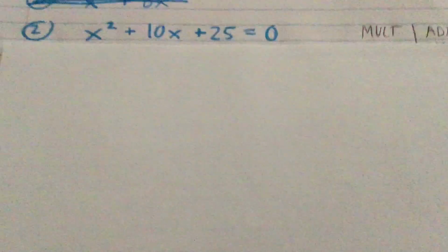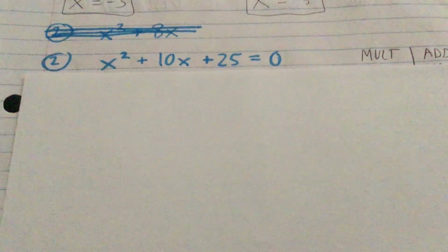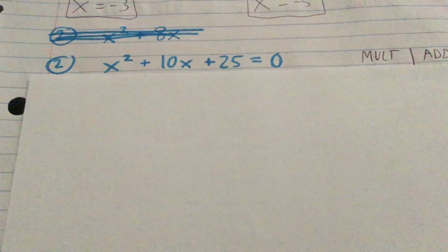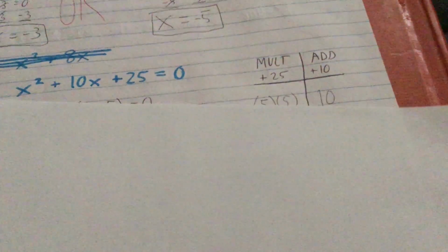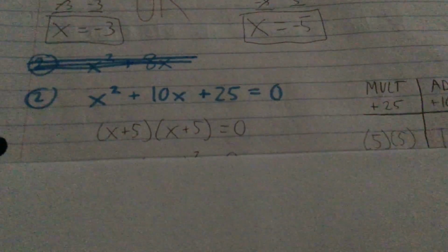Well, I'm looking for the combination that multiplies to 25 and adds to 10. What two numbers multiply to positive 25 and add to positive 10? Well, that combination needs to be positive 5 and positive 5. So therefore, we can rewrite this. Sorry, the lights went down. So that means x plus 5 times x plus 5 is equal to 0.